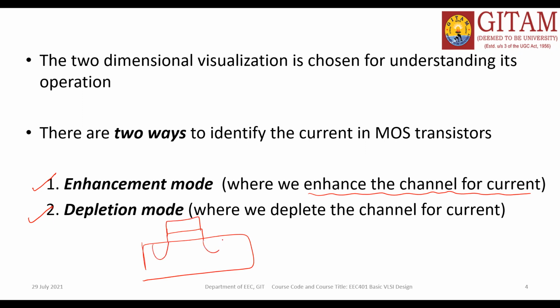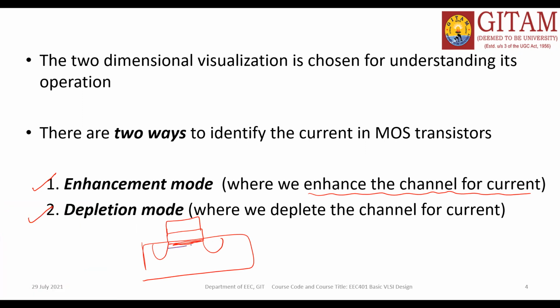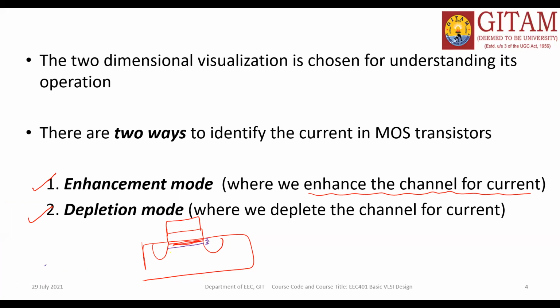We have a source and we have a drain. For example, if this much channel is there, a small amount of current will be produced. If this much channel is there, then some more current will be produced. If this much amount of channel is there, more current will be produced. That means we have to enhance the channel for more current.